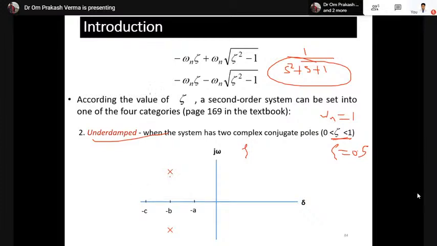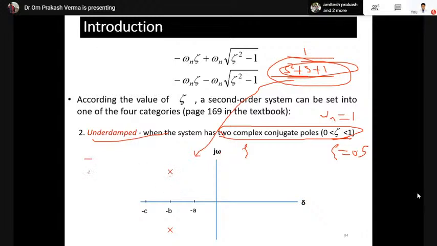Complex conjugate poles, minus 1 plus minus j, I think. You can calculate this using the quadratic equation: s equals minus b plus minus root of b square minus 4ac upon 2a. Using that equation, you can find the poles, and you will get two complex conjugate poles with negative real parts. The real part is always negative, and the imaginary part will be one positive and one negative value, right?